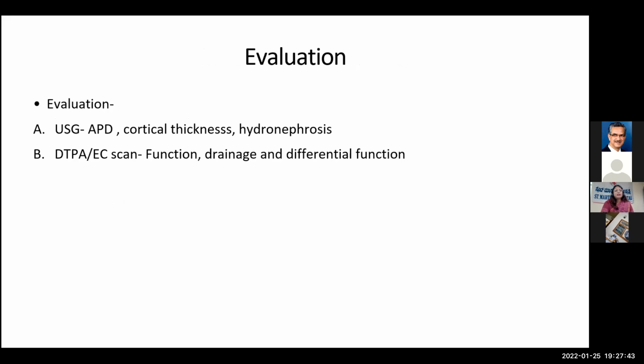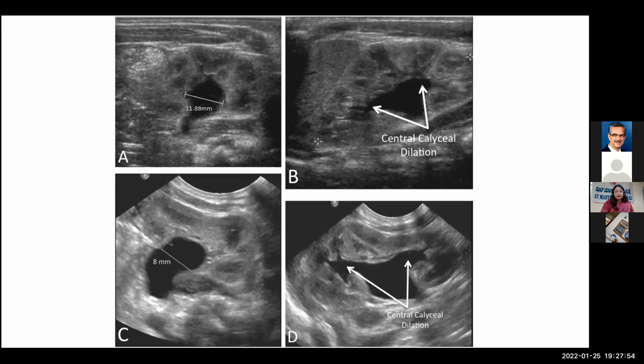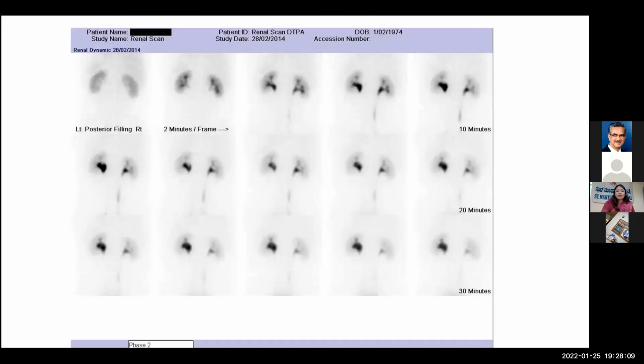Evaluation of these children was done by ultrasound. In ultrasound, we mainly look for the AP diameter, the cortical thickness, and the presence of hydronephrosis. A DTPA scan was also done, which checks the function, drainage, and the differential function of each kidney. In this image, you can see the AP diameter being marked. The first image shows an AP diameter of around 11, and the second one below that shows an AP diameter of 8. You can also see the central calyceal dilatation.